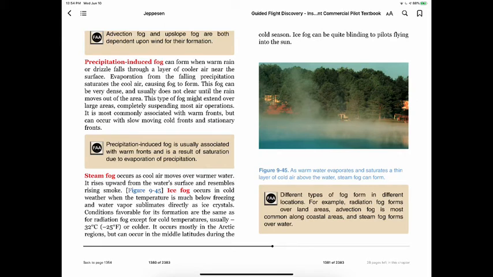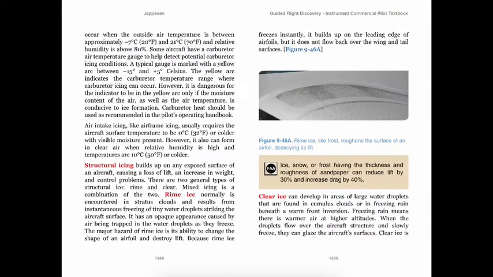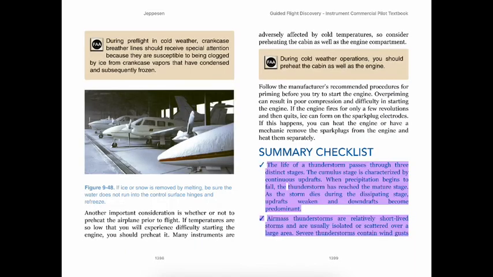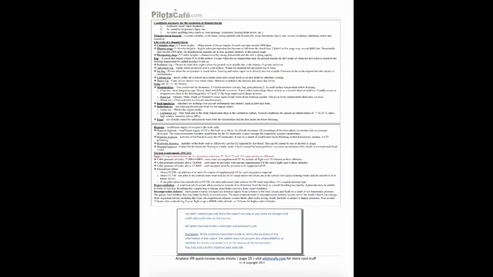Clear ice is the most dangerous type. It's heavy, hard, and difficult to remove. It forms when water drops freeze slowly as a smooth sheet of solid ice. Usually occurs in temperatures close to the freezing point, so -10 degrees to 0 degrees Celsius, by large supercooled drops of water.